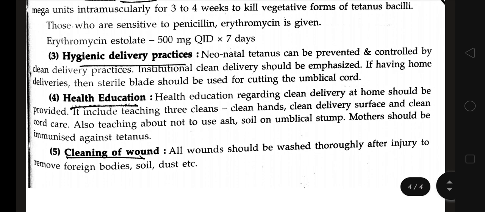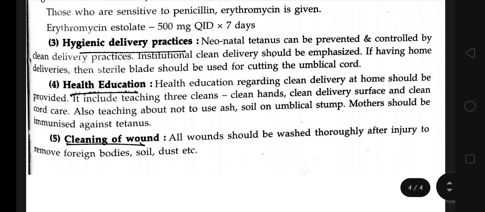Next, prevention is through hygienic delivery practices. Neonatal tetanus can be prevented and controlled by clean delivery practices. Institutional clean delivery should be emphasized. If there are home deliveries, then a sterile blade should be used for cutting the umbilical cord. Hygienic delivery practices should be maintained to avoid tetanus infection to the mother as well as to the baby.